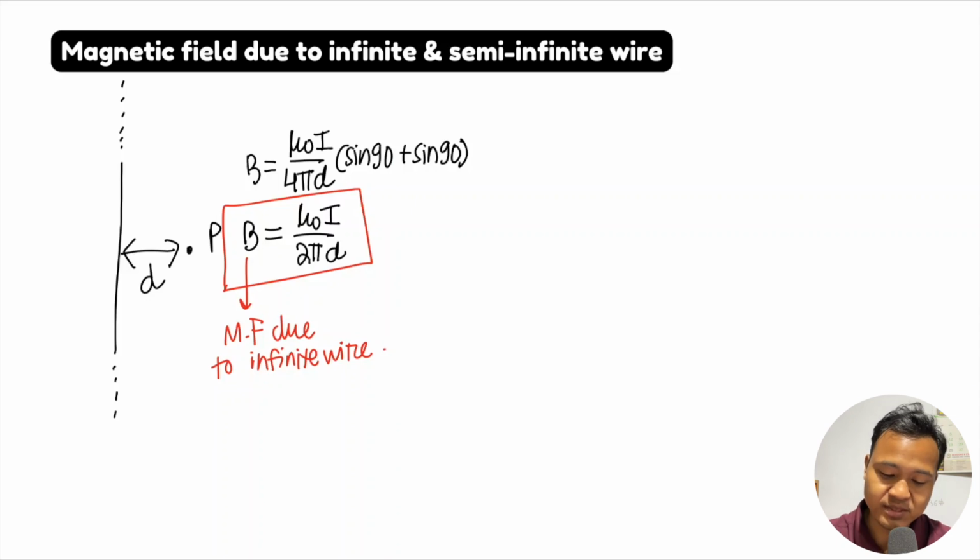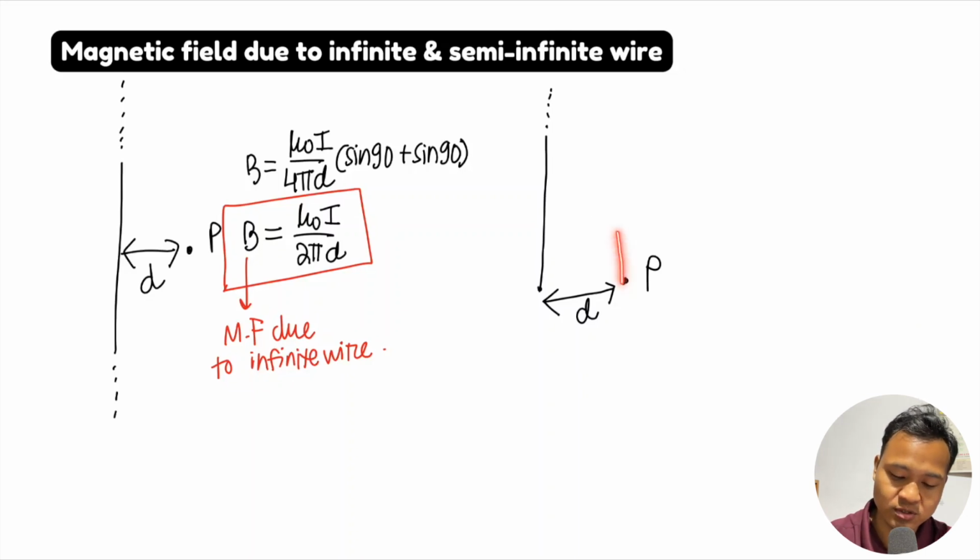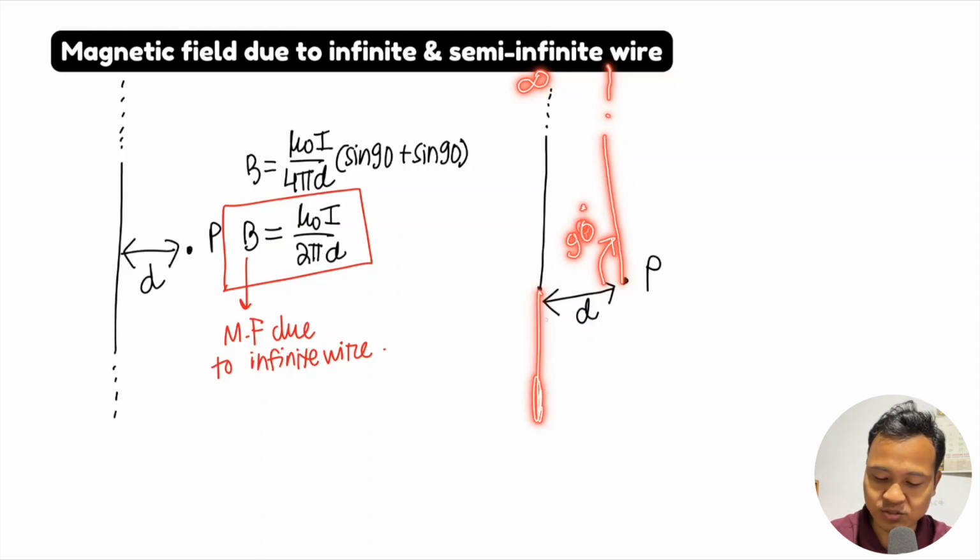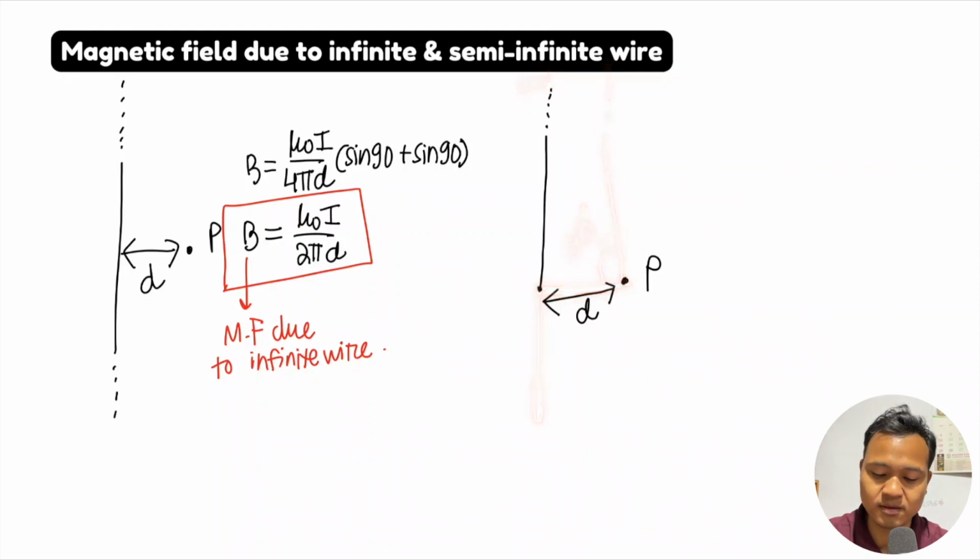So if I have a semi-infinite wire, so the wire goes like this till infinity, and I want to find out the field at a point P. For theta 1, going till infinity, the angle from the perpendicular distance is 90 degrees. Here this is the end point, so here theta is 0 degrees.